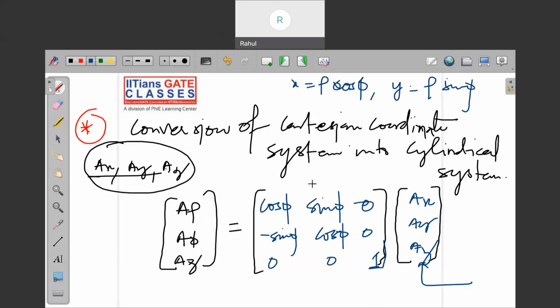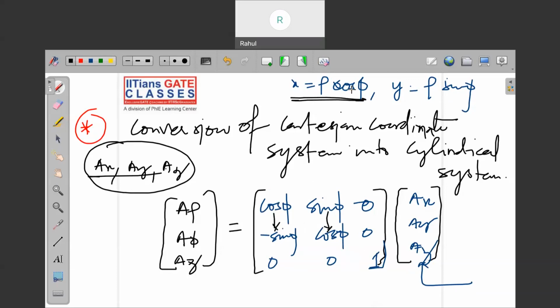And the next one, you can differentiate this. Cos phi differentiation is going to be minus sin phi. And sin phi differentiation, you will get cos phi here. So from the Cartesian and polar or cylindrical parameters, what is the relation here?